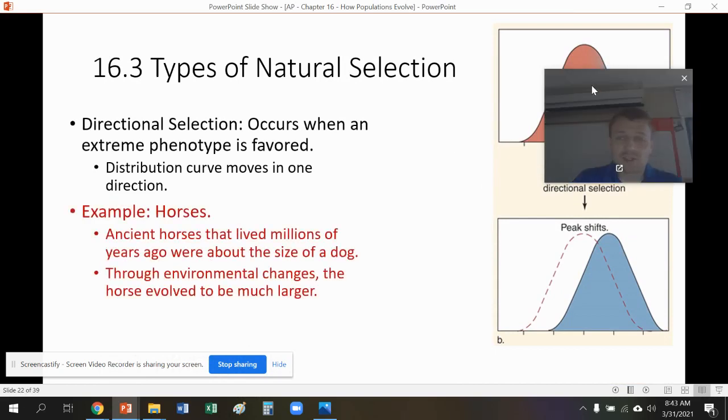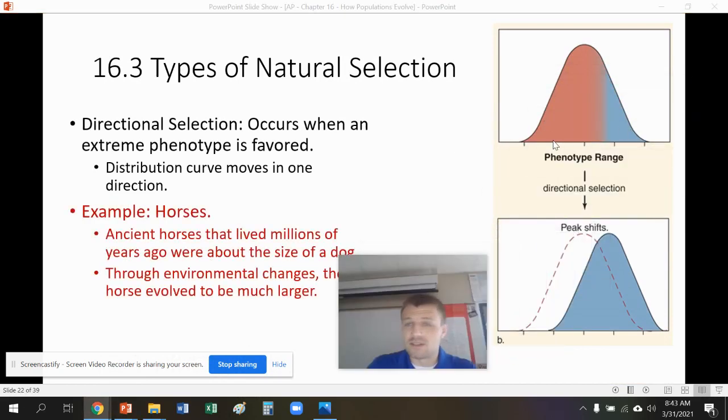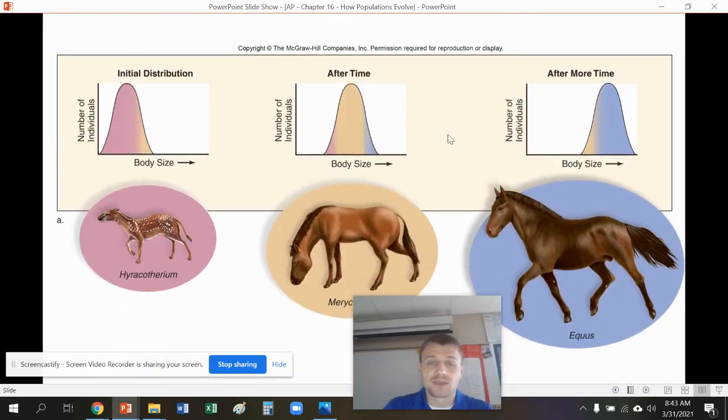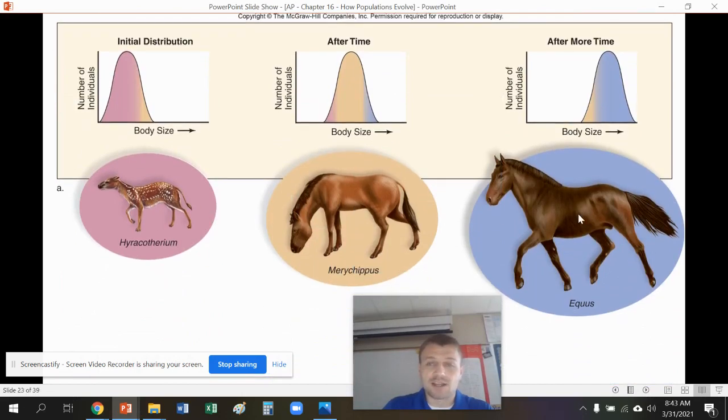The next is directional. This is when you can see here the shift is towards one direction or the other. So this section here in the red is selected against, the blue is selected for. Over time, we're going to see the direction of that move. And horses are a great example of this directional selection. You can see over time, the body size of horses has dramatically increased, and we have a lot of fossil record for this. So again, you're pushing the average to the right here and getting larger and larger.